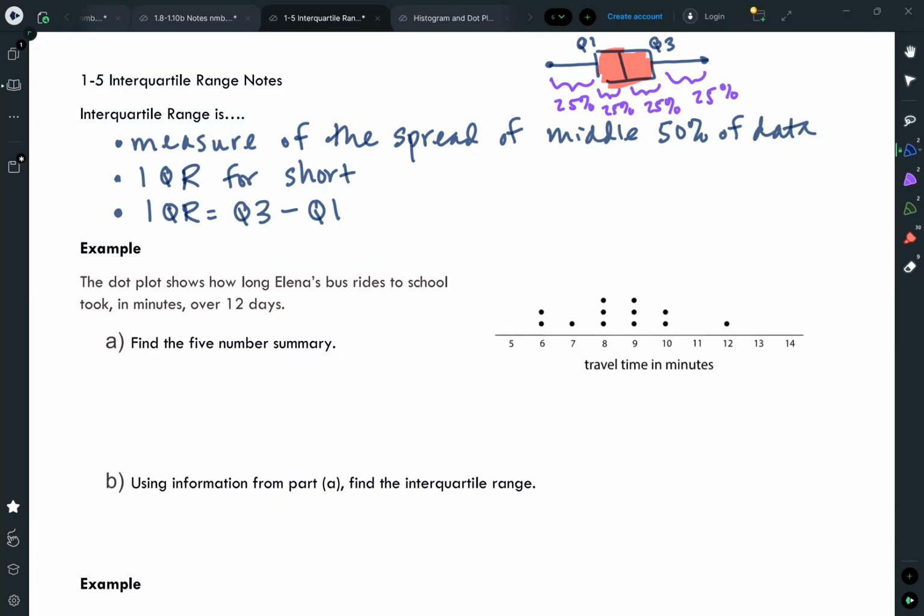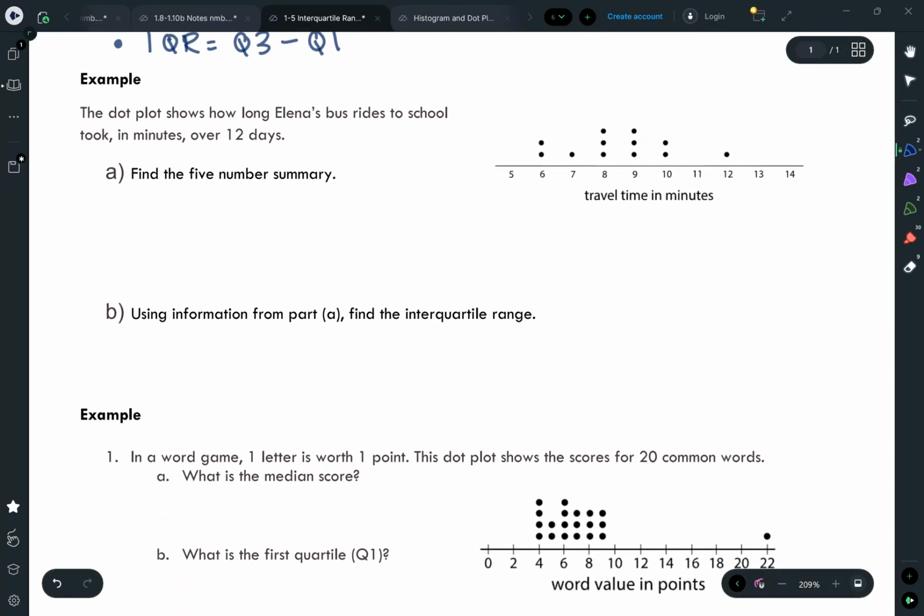So in our first example, we've got a dot plot. The dot plot shows how long Elena's bus rides to school took in minutes over 12 days. So sometimes it helps to write down all the data. We do want to do a 5-number summary. Some people are able to look at the dot plot and do that. Other people need to write it out. So we're going to go ahead and write it out.